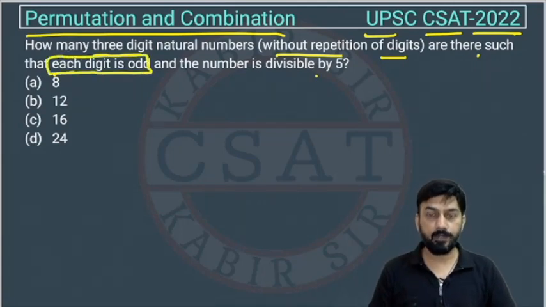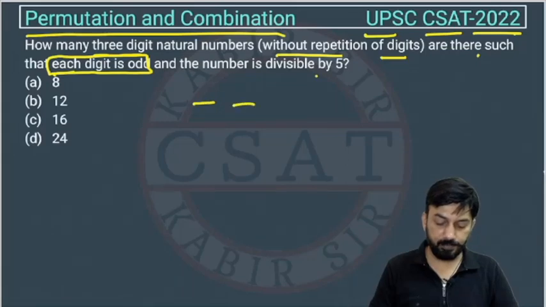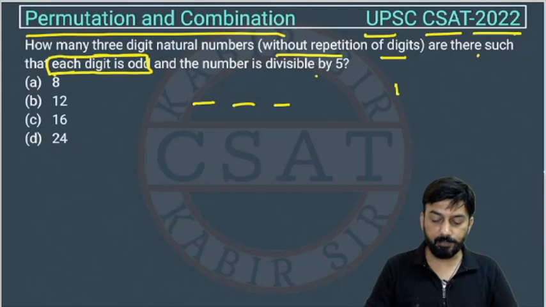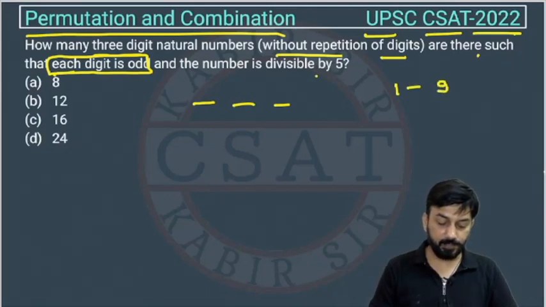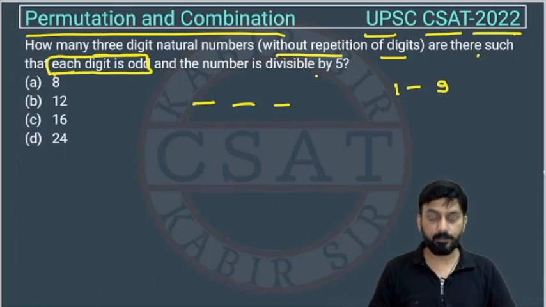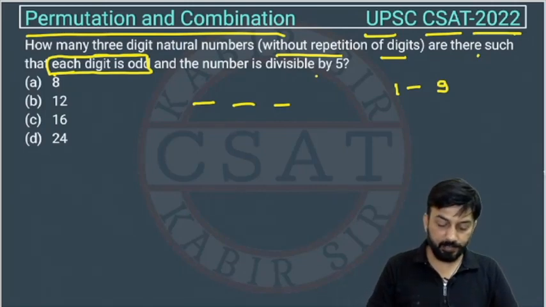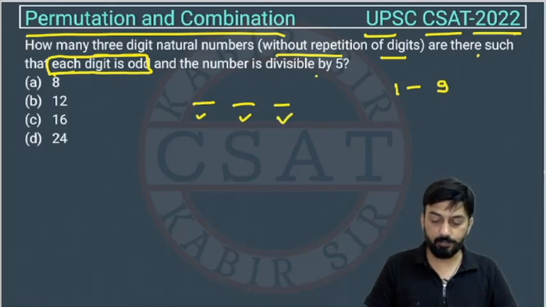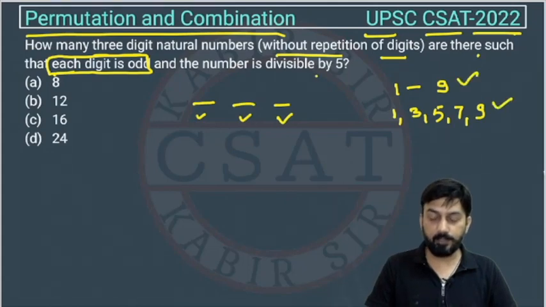What the question is saying is that there will be a 3-digit number, and we have to take natural numbers only, so we will take numbers from 1 to 9. Then one more condition is given, that each digit is odd. So each digit, this digit, this digit and this digit, should be odd. So we have to consider only odd digits. Odd digits are 1, 3, 5, 7 and 9. Out of 1 to 9, the odd digits are only this much.